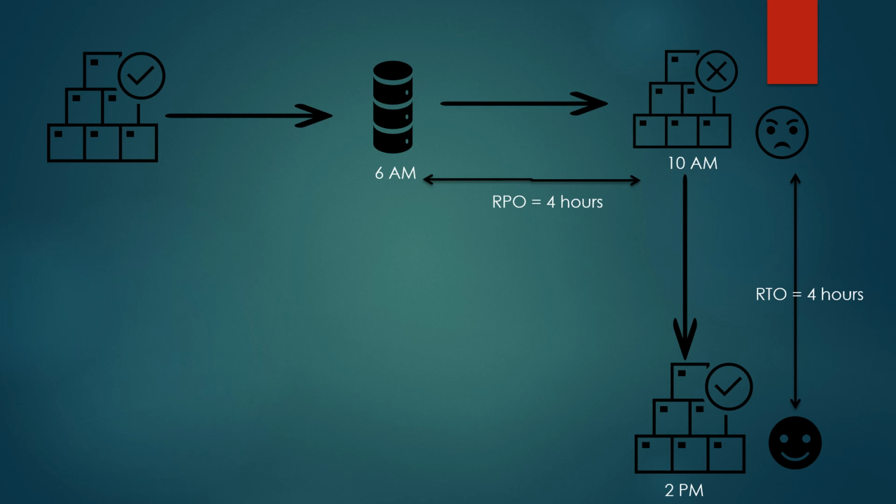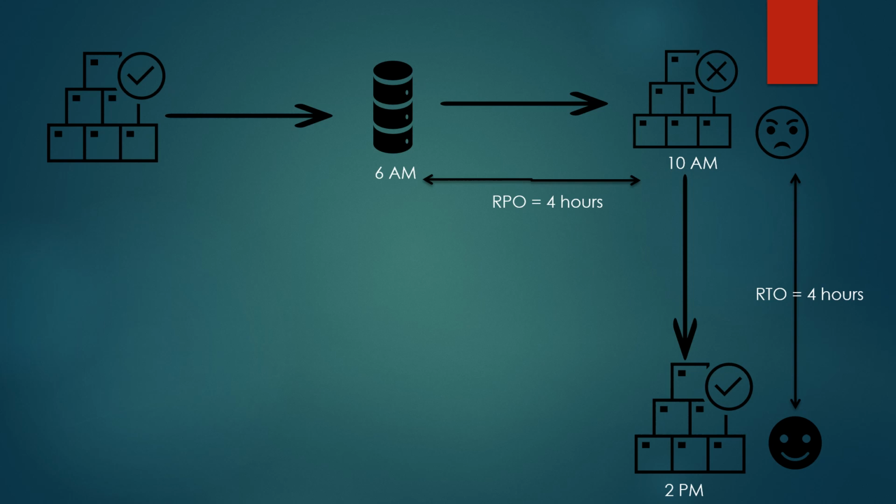And the recovery point objective will be between 6 AM and 10 AM, because you took the backup at 6 AM and your data or your system broke at 10 AM. So you will be able to recover from the backup which was taken at 6 AM. So you lose data for 4 hours, which was there but which is lost due to the disaster. So this is how you calculate RTO and RPO.